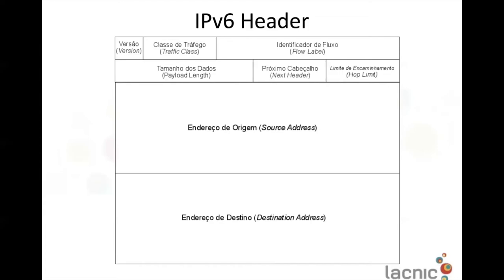You can see that the header length is not here anymore. Why is it not here anymore? Because the header length is fixed. I know that it will always be 40 bytes, okay? So this is the IPv6 header. Take a look at it. It is much simpler than in IPv4. If you're going to teach IPv6, you can do this in 1 hour. And for IPv4, maybe you need 2 days of class.